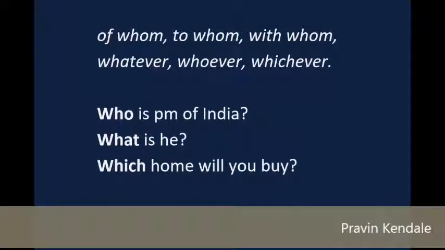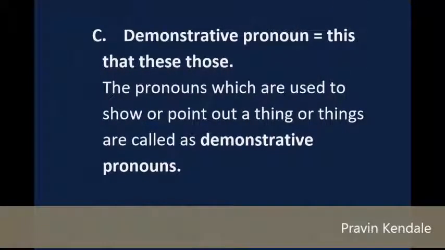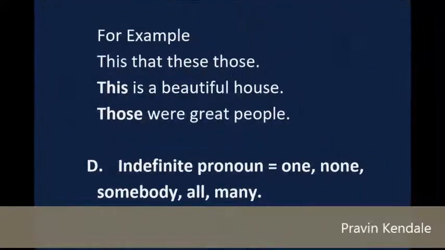C. Demonstrative pronoun equals this, that, these, those. The pronouns which are used to show or point out a thing or things are called demonstrative pronouns. For example, this, that, these, those. This is a beautiful house. Those were great people. D. Indefinite pronoun equals one, none, somebody, all, many.